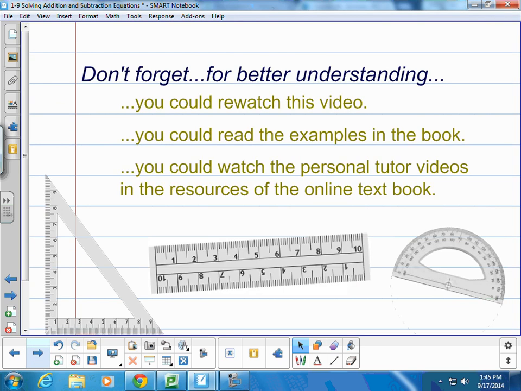I was kind of trying to finish it up quick there so it wasn't too long at the end. Make sure you look over your book. Remember the important phrase of inverse operations and undoing what's been done. And rewatch the video if you need to, different parts.